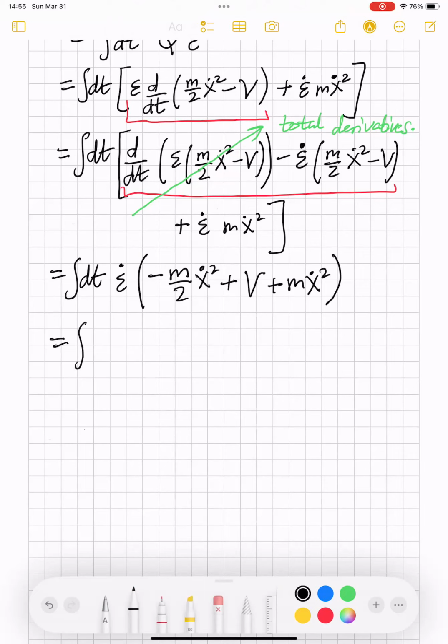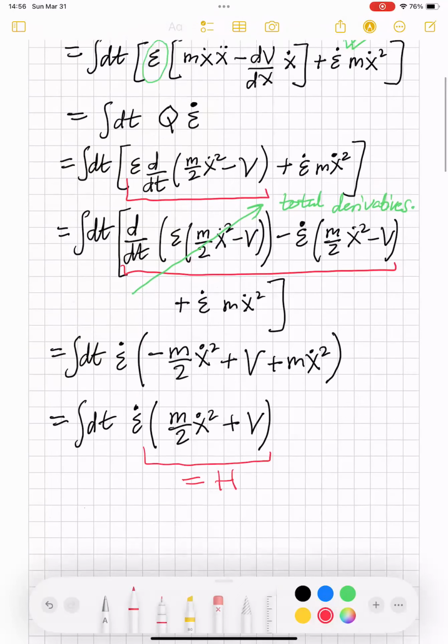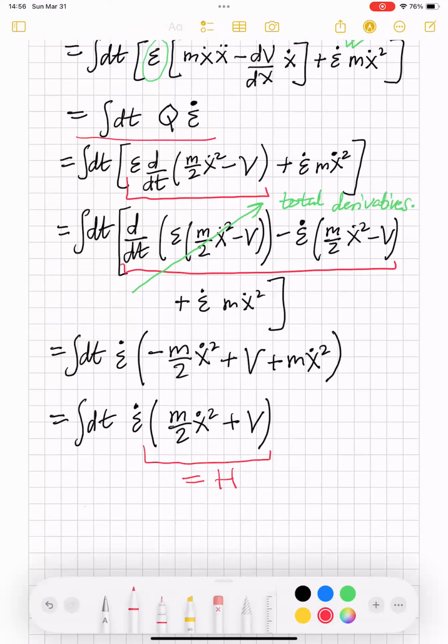And now I just want to add the first and third terms in this expression. m x dot squared minus a half m x dot squared is a half m x dot squared. And then I have plus v. And indeed, we see we have exactly reproduced the conserved charge, the Hamiltonian, as the coefficient of epsilon dot. And this is exactly what we should have done. Okay, so that was just repeating the example that we did, but using more the logic of the second proof of Newton's theorem that we gave.